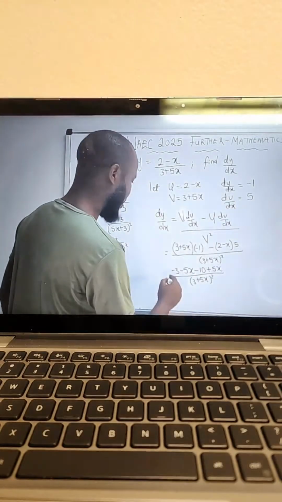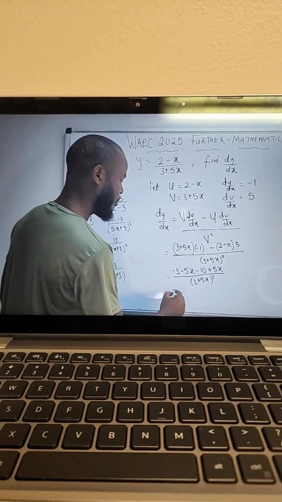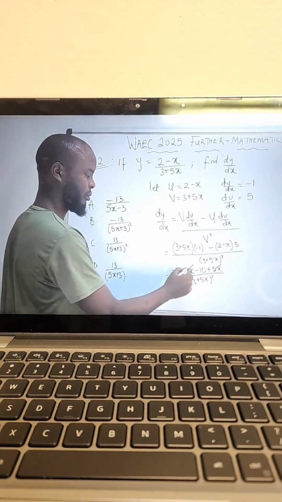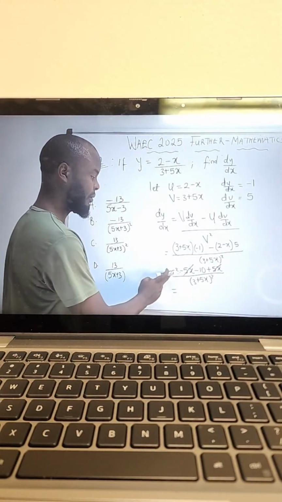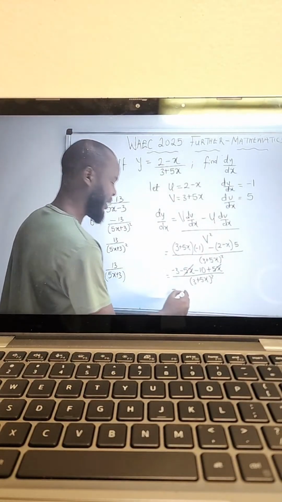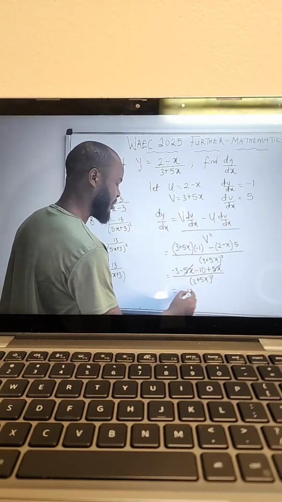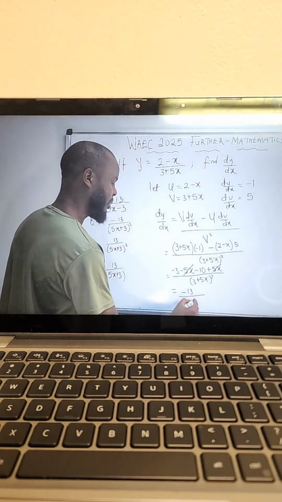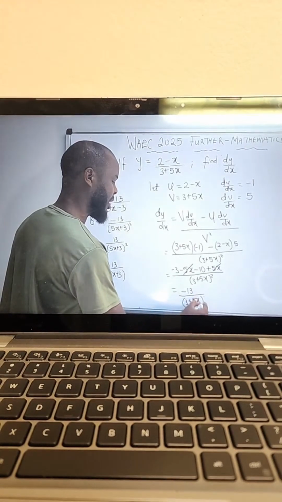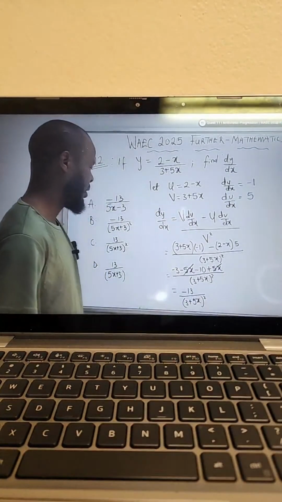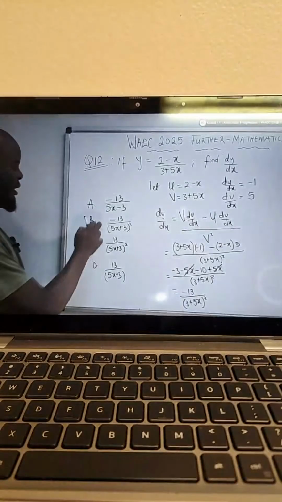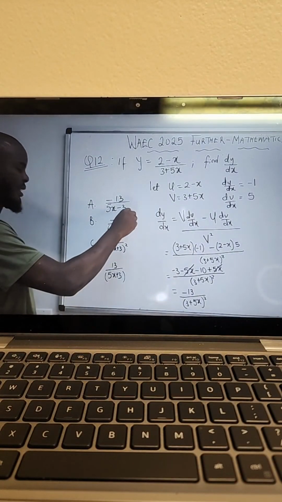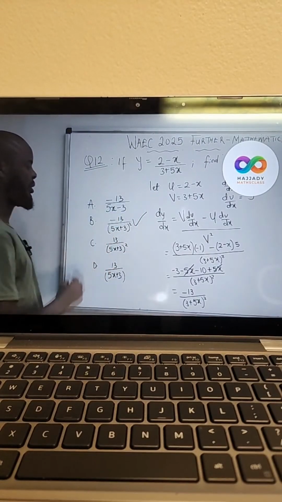Now, from here, negative 5x plus 5x cancelled out. Negative 3, negative 10 is going to be negative 13. And here we have 3 plus 5x, squared. Now, if you look at the options, negative 13 is this, 3 plus 5x is this. So the right answer should be option B.